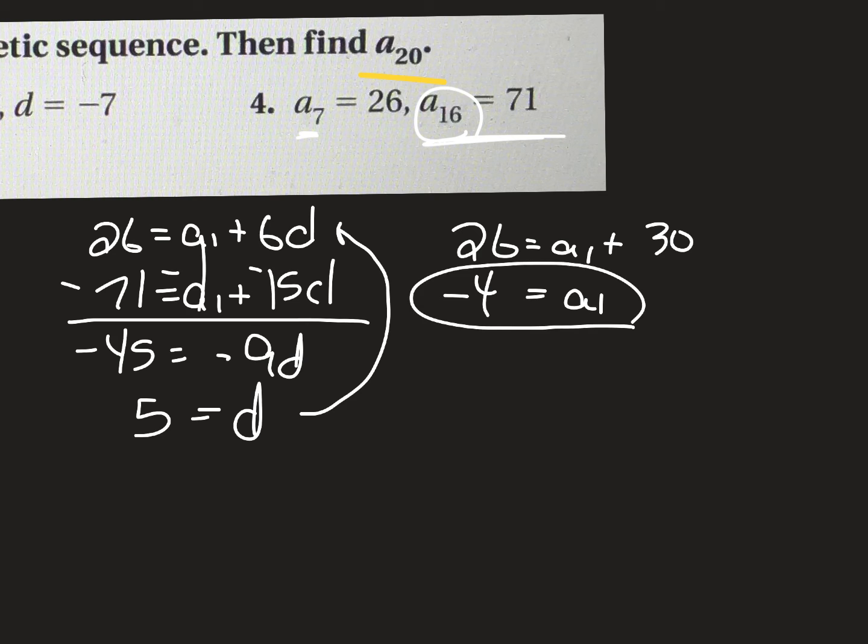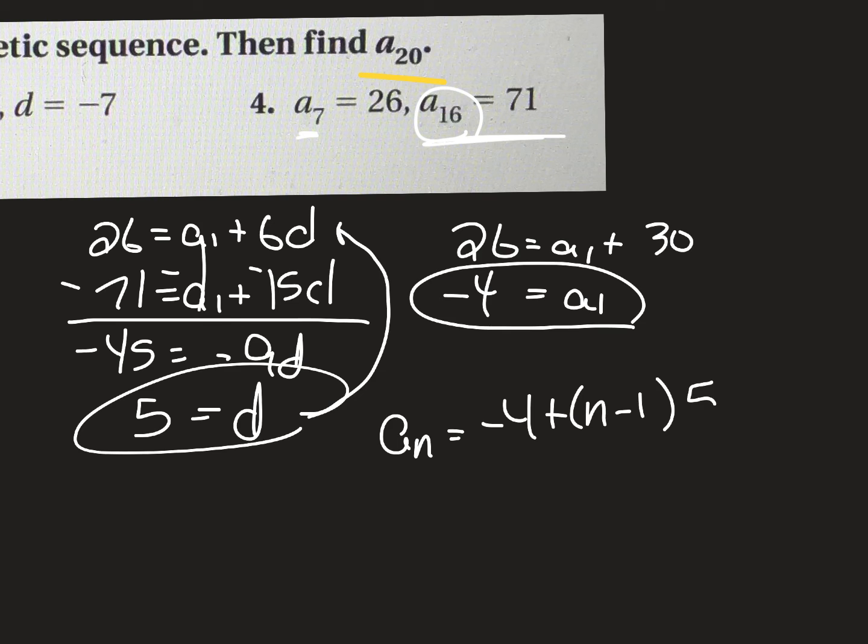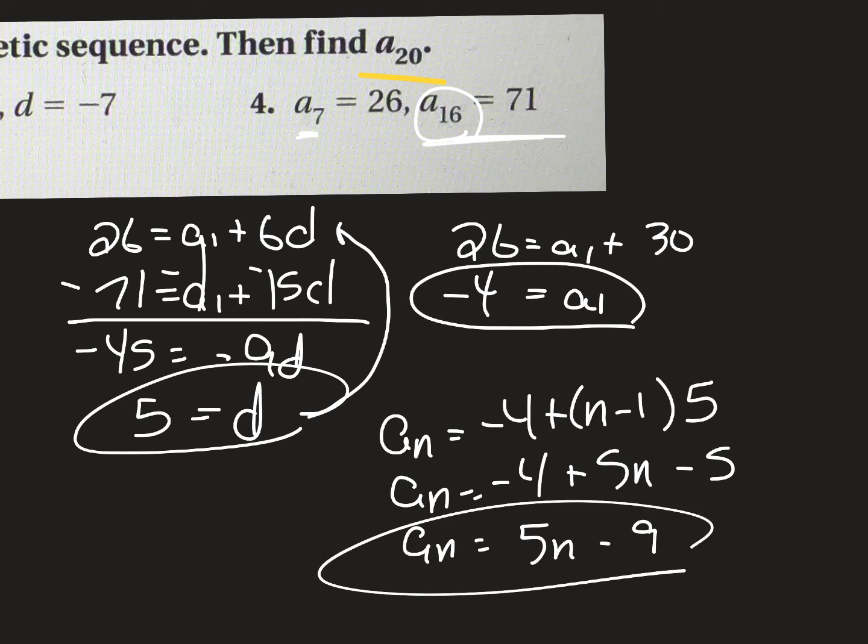Now with that information, I can write my rule. So I'm going to have a_n is the first term plus n minus 1 times d. d is 5. So I'm going to distribute the 5, which is 5n minus 5. I'm going to add the negative 4 and the negative 5 together, which is negative 9. There's my rule. Now, I did say find the 20th term, so I should do that too. The 20th term is just going to be 5 times 20 minus 9. 5 times 20 is 100, minus 9, 91. So there's both my answers. That's the toughest thing we're doing all day long.